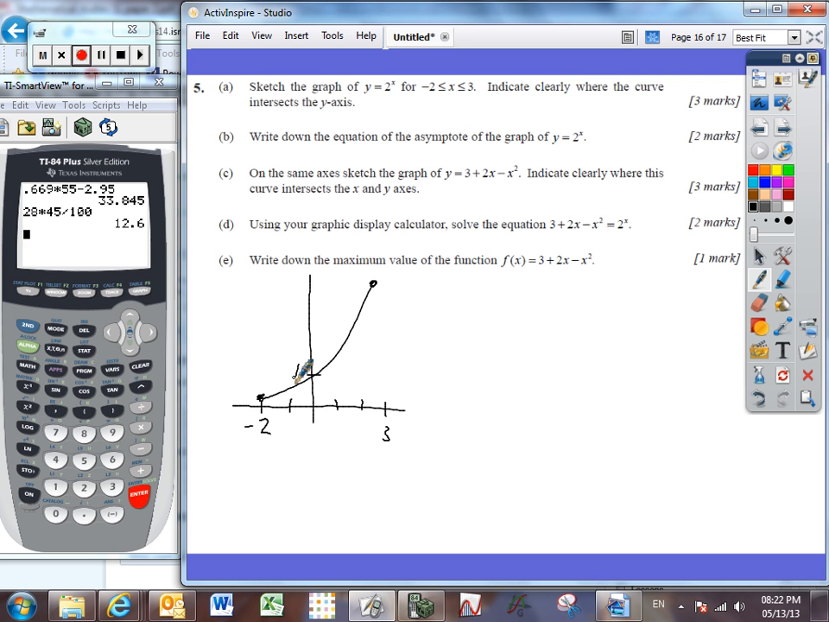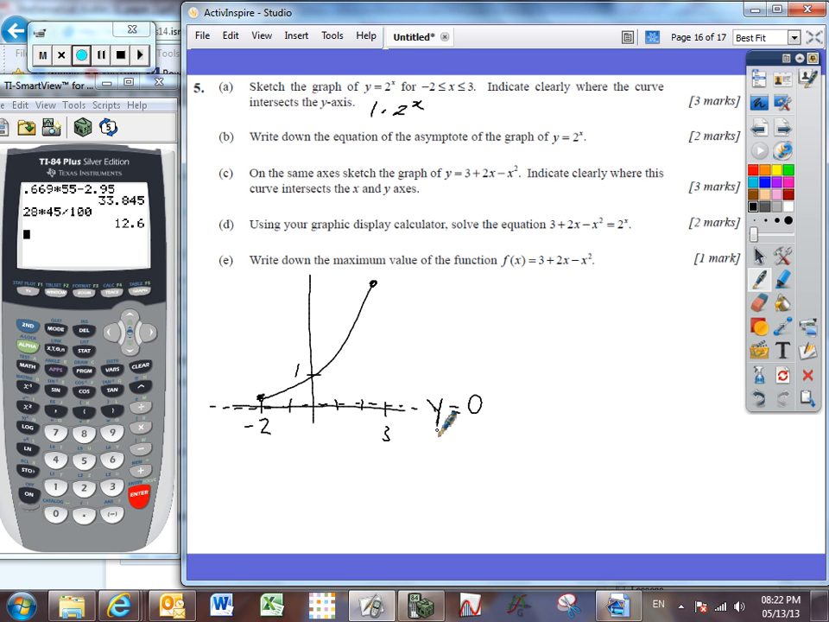And it goes through 1 because I've got nothing in front, right? This is like 1 times 2 to the x. And so that's my y-intercept. We need to indicate where it intersects the y-axis. Yes, I've done that. It intersects at 1. Okay, so I think I'm done on part A. Write down the equation of the asymptote. So the asymptote of any exponential function which hasn't been shifted upwards or downwards is along the x-axis, y equals 0.